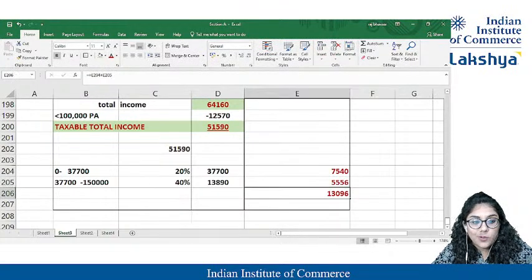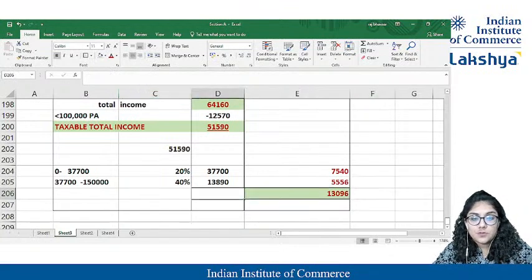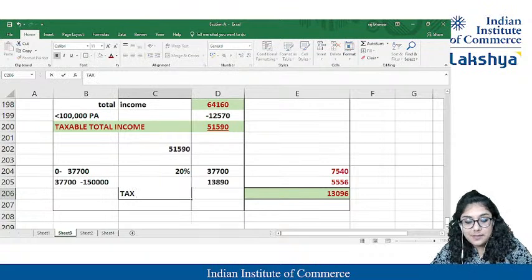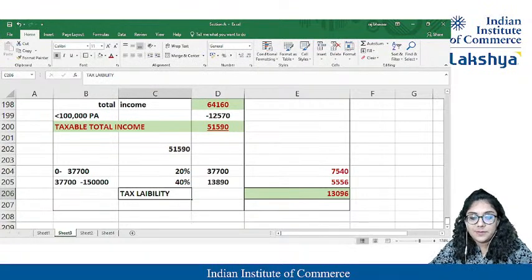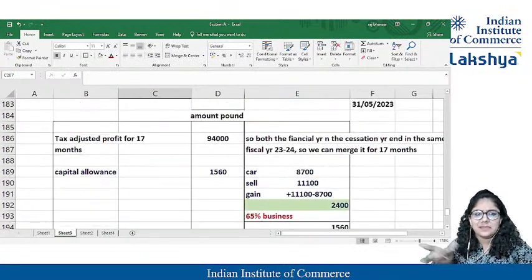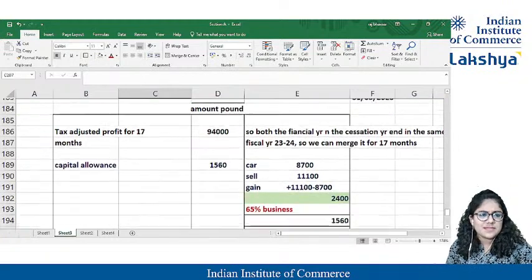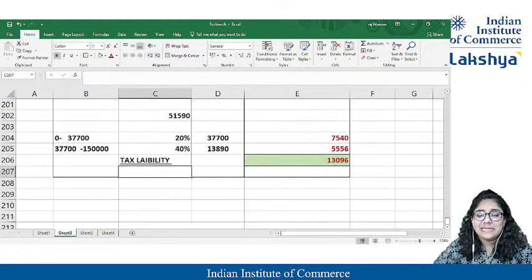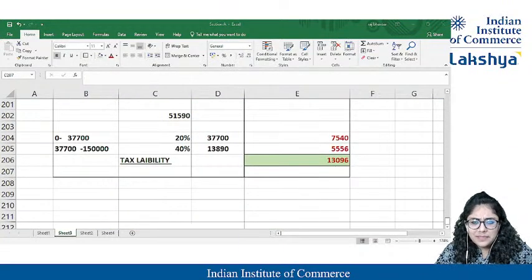I hope everybody got this clear, everyone. So this is my tax liability, which I could easily calculate. I don't think there was any difficulty in calculating the income tax. So yeah, it was very easy. We could easily get the marks. I don't think there was any doubt.